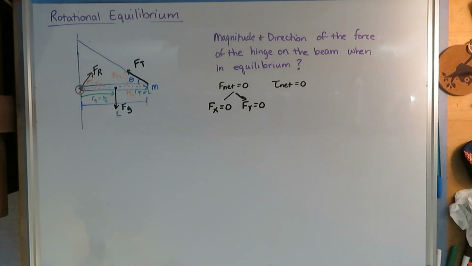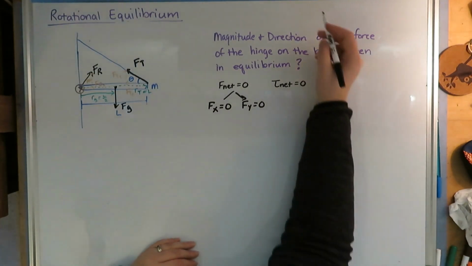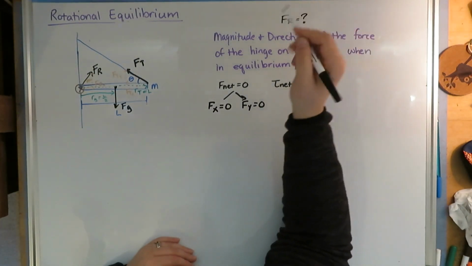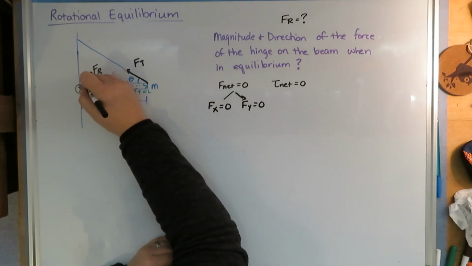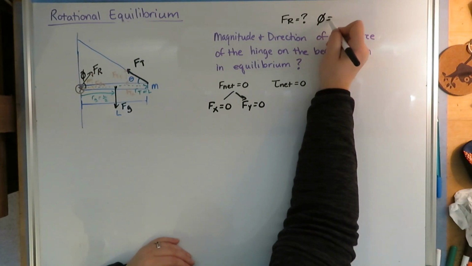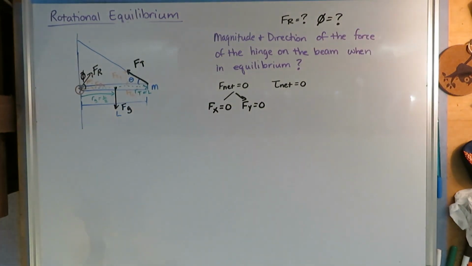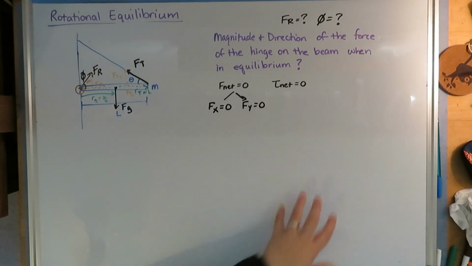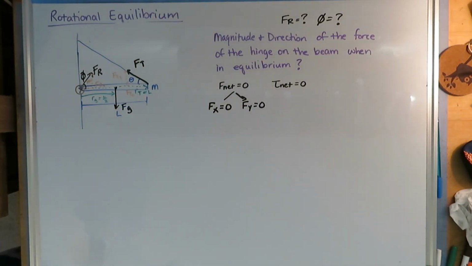Now, we're looking for the magnitude and direction of the force of the hinge on the beam. So we are looking for FR, and I'm going to call this angle phi right here. So I'm going to call it phi, not theta, because that one's theta. So we're going to look for phi. We need to find those 2 pieces of information. So once I've identified my conditions for equilibrium, these provide equations with which I can work. So I usually start with the net force equations because I am more comfortable working with forces than torques.